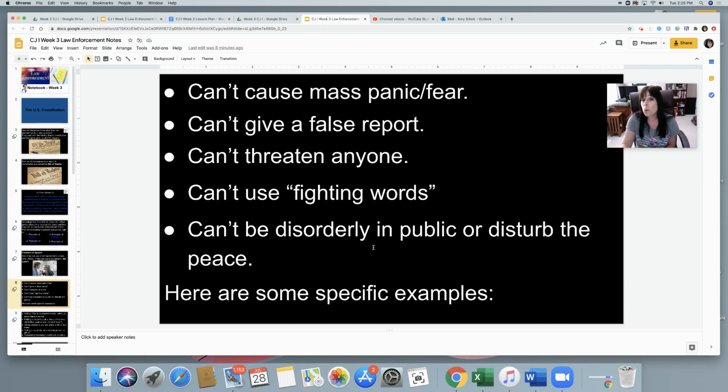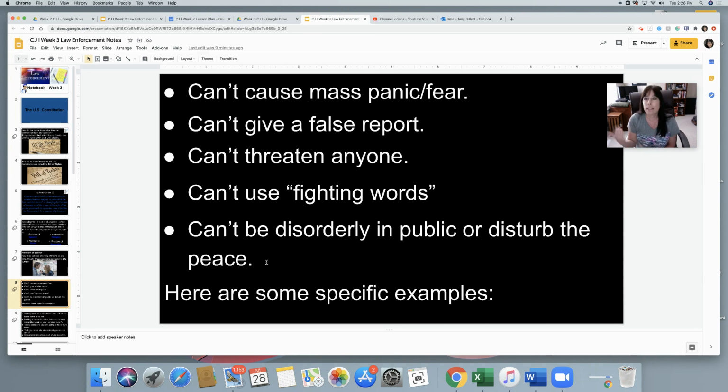You can't be disorderly in public or disturb the peace. So, for example, you have your radio on in your car and it is blaring. It is so loud that other people's windows are vibrating. You're not going to be able to say it's my music, it's free speech. You're disturbing the peace because everybody else has a right too. They have a right to not have their windows shake out of their house or out of their car.